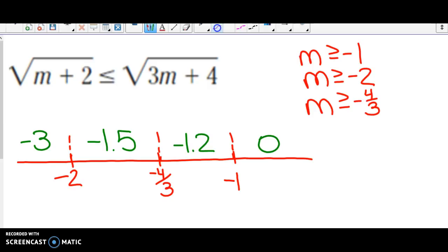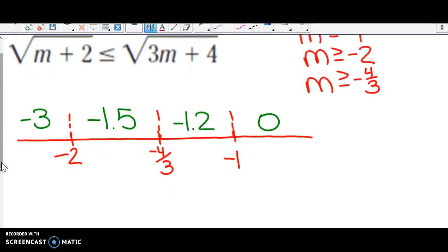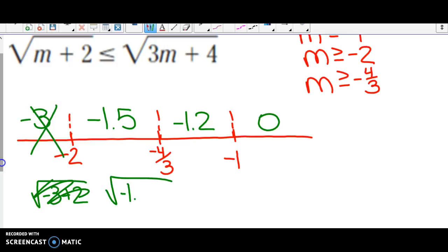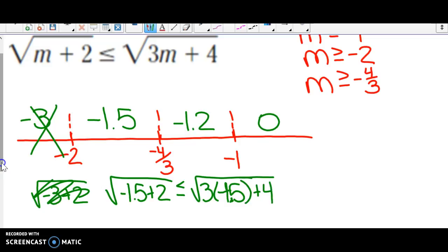All right, so now we're going to plug each of these numbers in. Let's plug in -3. Square root of -3 plus 2. Now look, it's going to be negative. You know right now it's not going to work. So let's not even bother with the rest, okay? Then the next one will be -1.5 plus 2. Is that less than or equal to square root of 3 times -1.5 plus 4? Okay, well this one comes out to be positive, but this one is still going to be negative because this is -4.5 plus 4, and that's going to be negative. So that's not going to work. Let's try the next one.